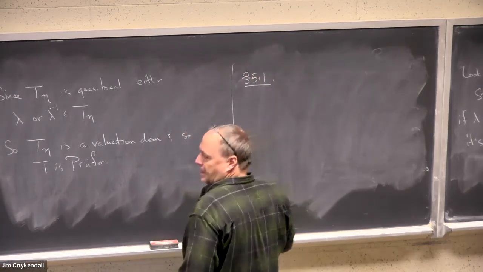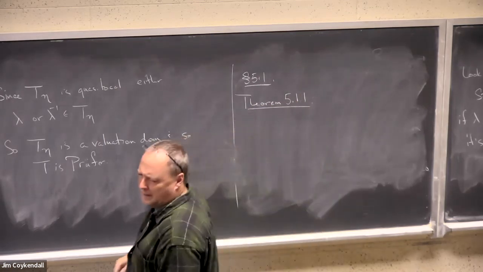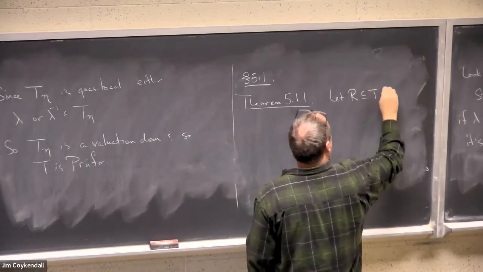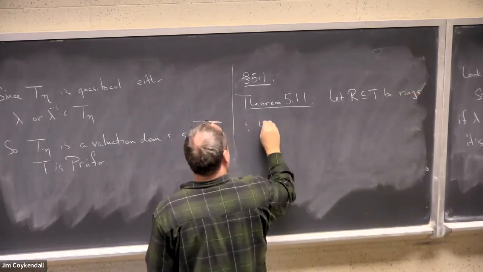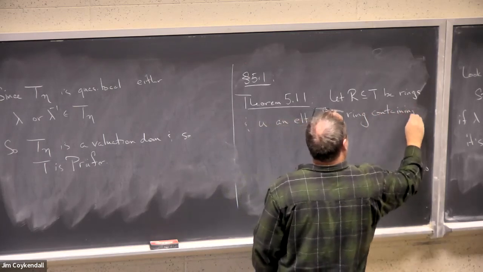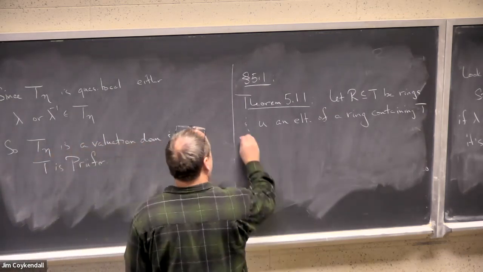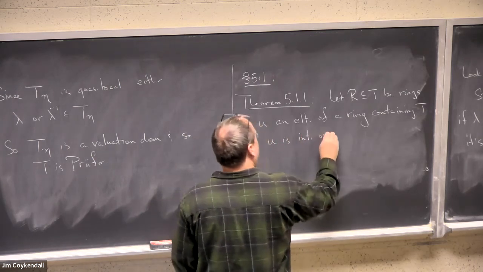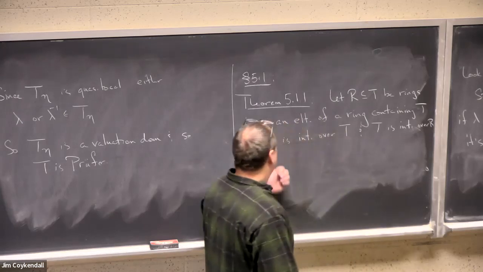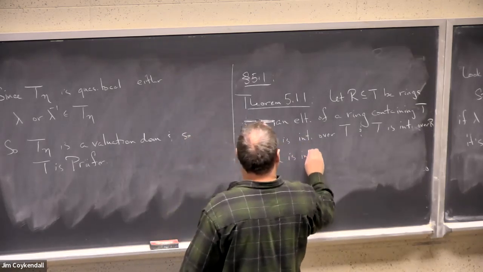So, more of a dive into integrality. Theorem: let R inside T be rings and U an element of a ring containing T. If U is integral over T and T is integral over R, then U is integral over R. So U is an integral element over T, T is an integral extension of R, then U is integral over R.